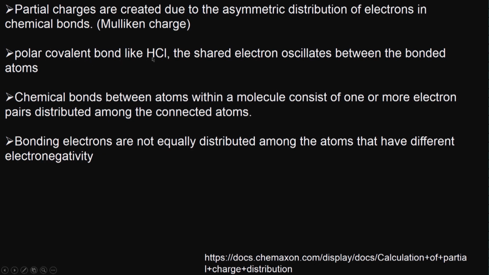In a polar covalent bond like HCl, the shared electron oscillates between the bonded atoms, whereas chemical bonds between atoms within a molecule consist of 1 or more electron pairs distributed among the connected atoms. Bonding electrons are not equally distributed among atoms that have different electronegativity. Like I said, O may be negative, N, and maybe carbon is different, positive. So, a small charge which leads to all these electrostatic forces.